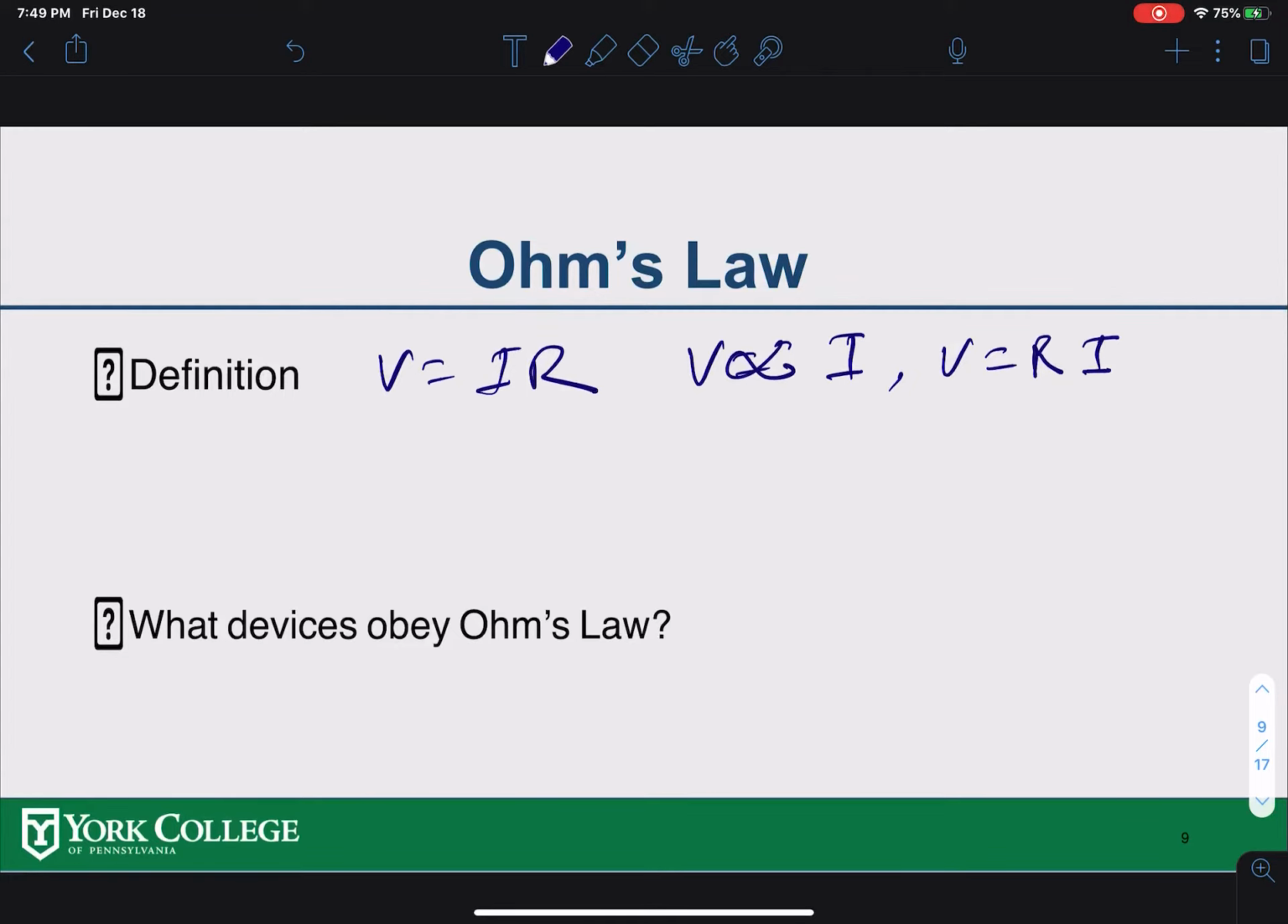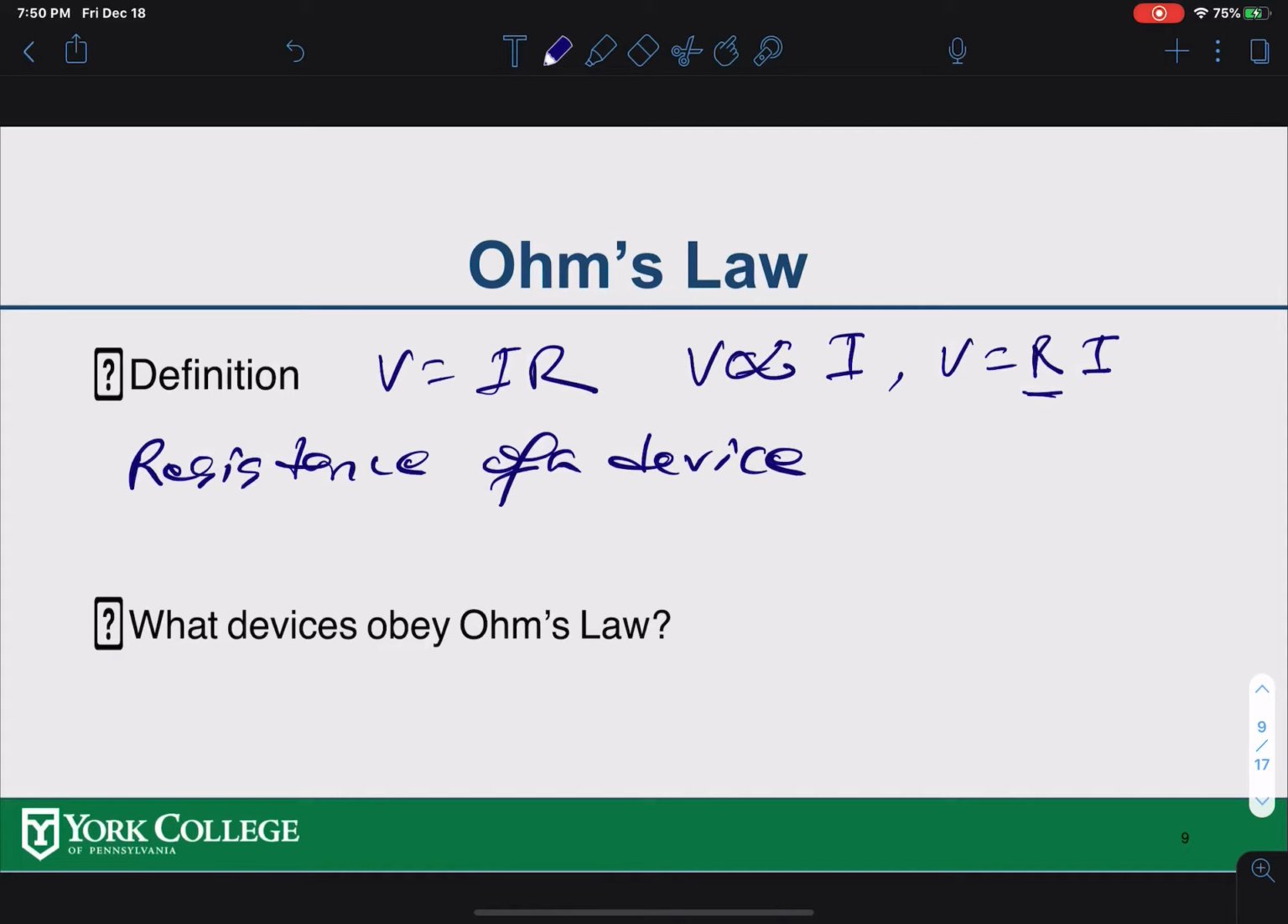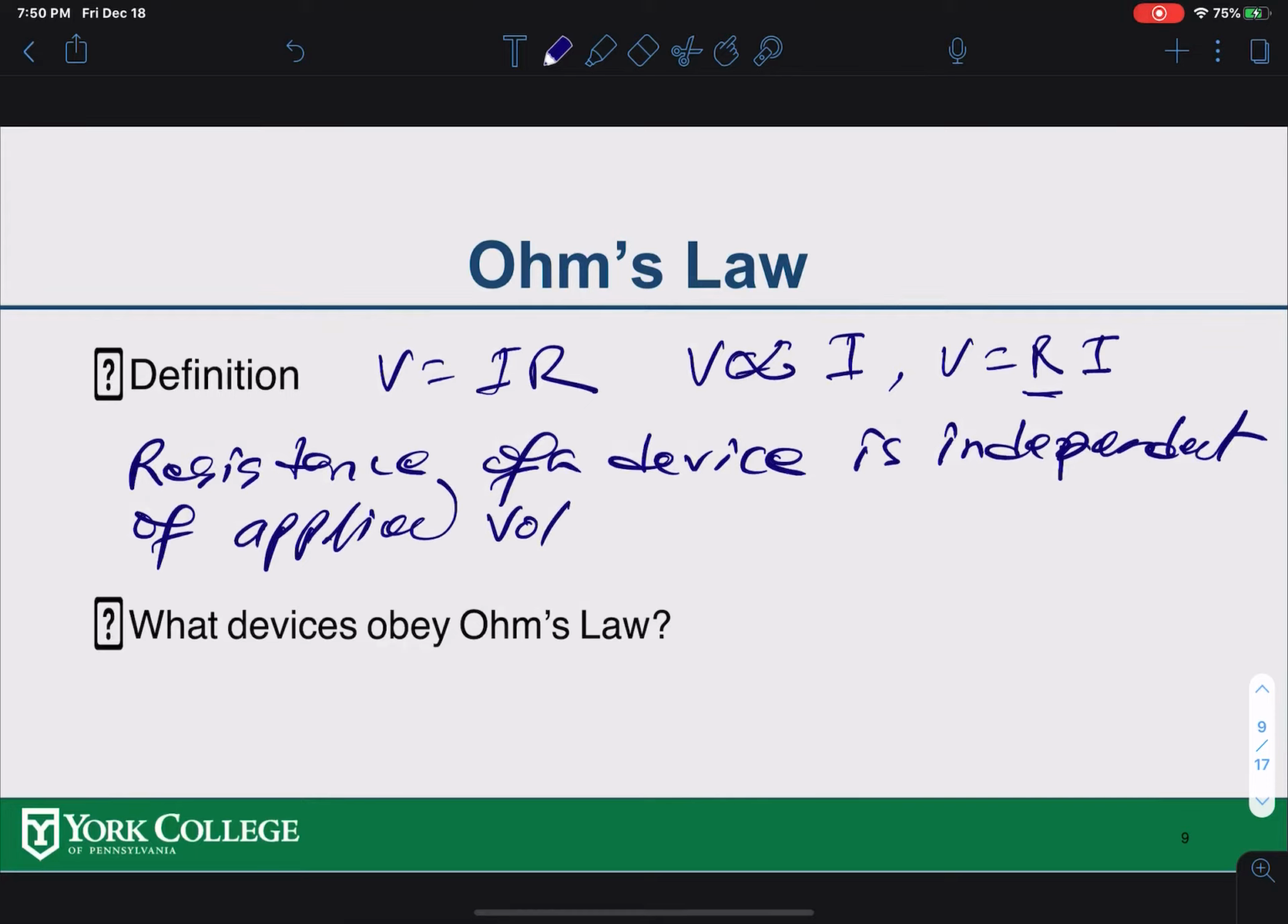So what does it mean for a device? The R is the proportionality constant. So it does not depend on applied voltage, magnitude, or polarity. So it's saying that the resistance of a device is independent of applied voltage, magnitude, or polarity.